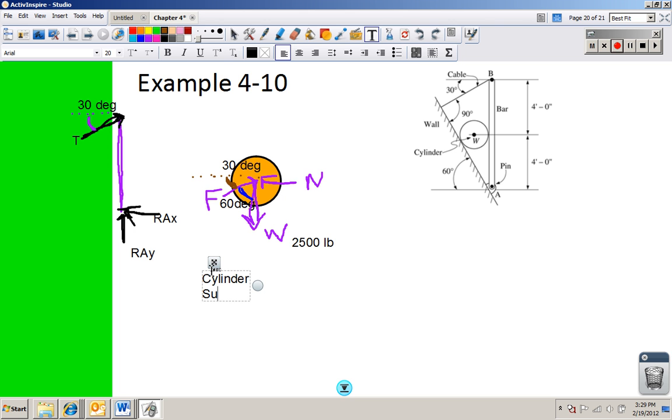And do the sum of the forces in x, that's equal to zero. Okay, so we have the x component of F acting in a positive direction minus that normal force. Well, all that really tells me is that I can solve that for the normal force. The normal force is equal to F's x component, so the normal force is equal to F cosine 30.